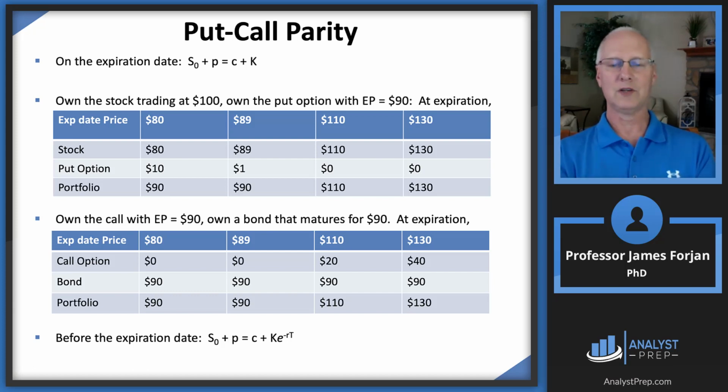So let's go ahead and do this visually. Ready? Let's subtract P from both sides. So the stock price has to be equal to the call price plus the present value of the exercise price minus the put. So here's the thing.